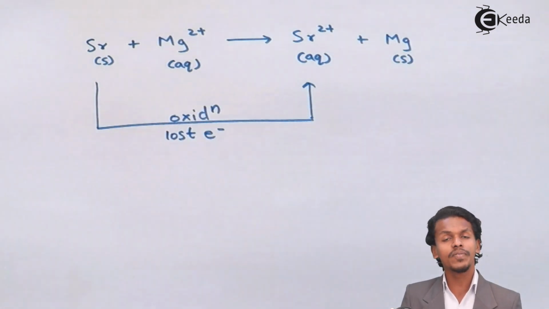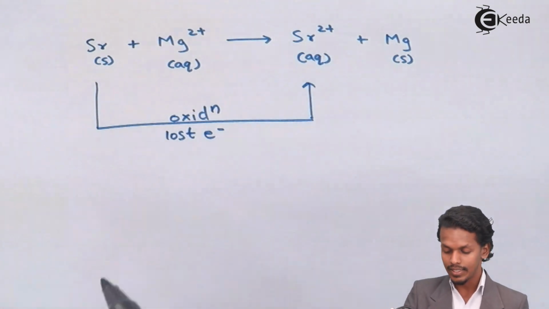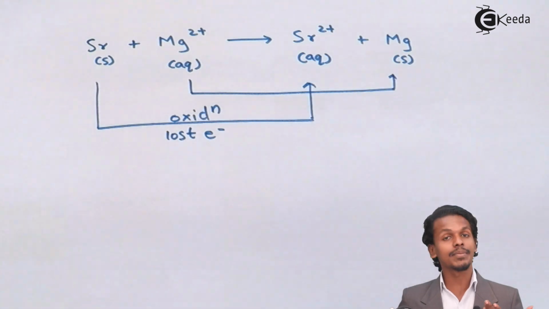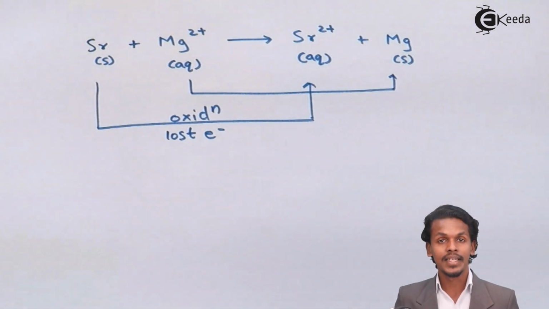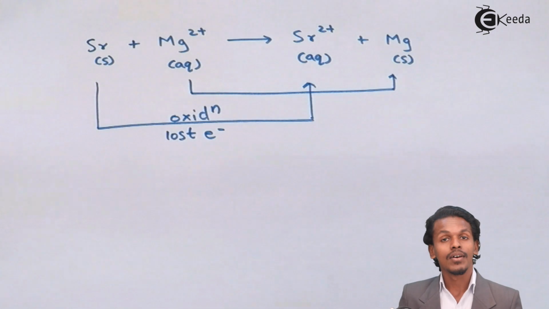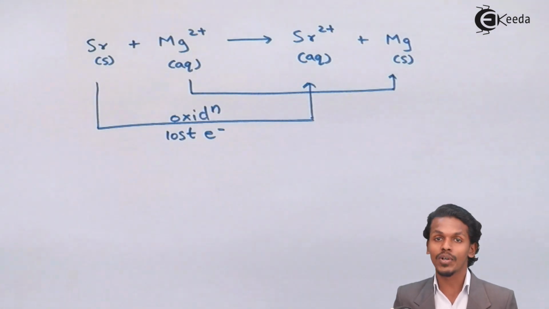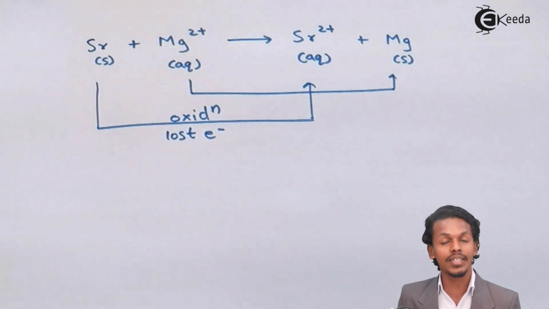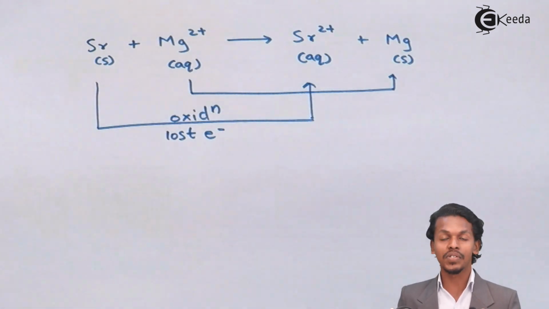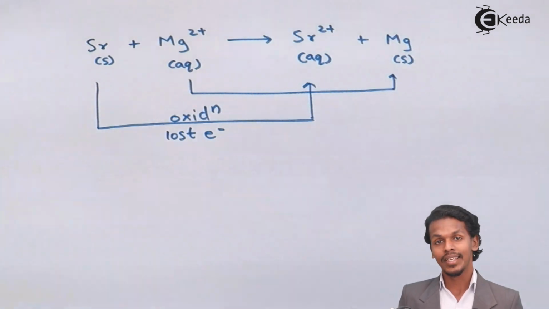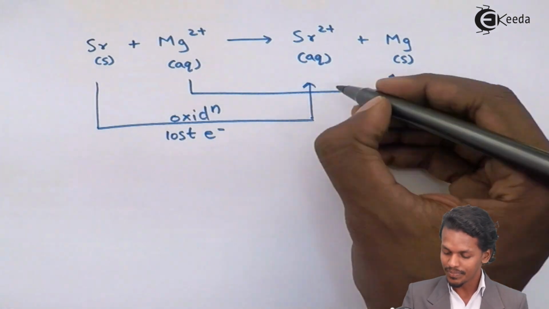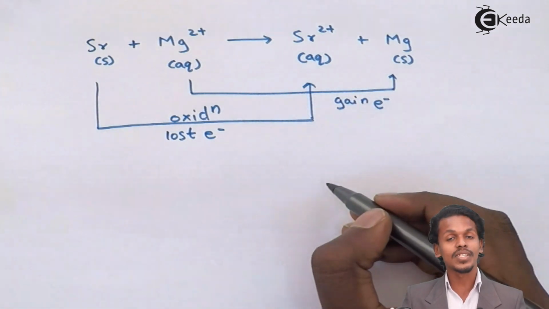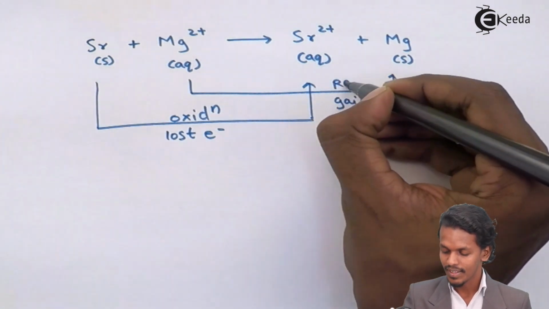Well, when we observe our Mg2+ ion, which is now converted into Mg with an oxidation state of 0, obviously the Mg2+ would have accepted 2 electrons so as to be converted into magnesium, which has an oxidation state of 0. So this has gained electrons, and hence this process is said to be reduction.